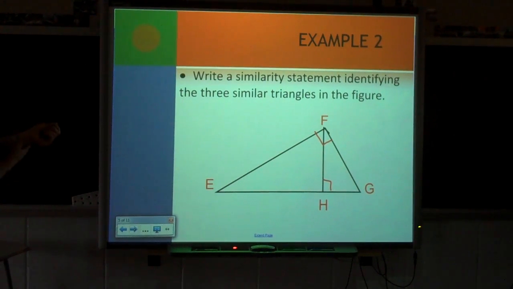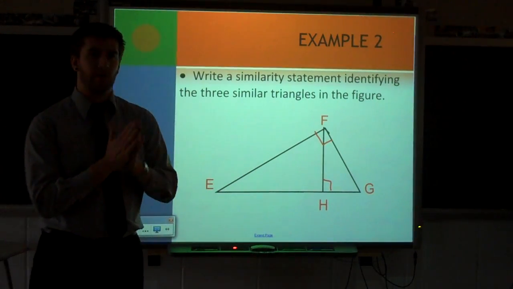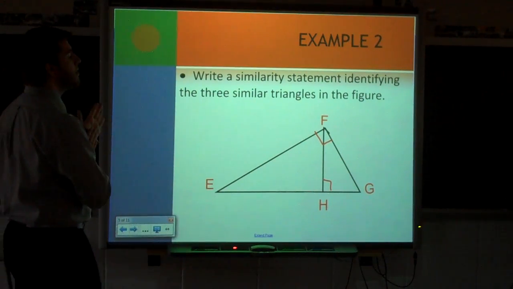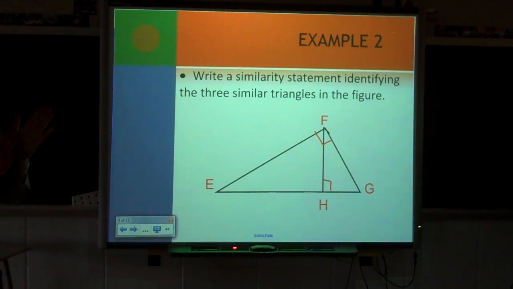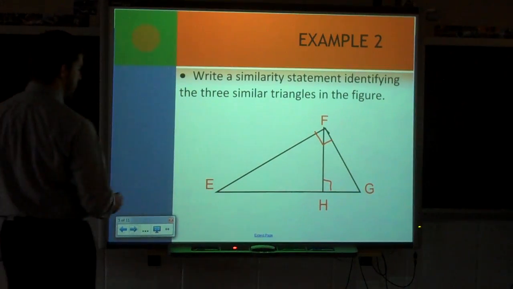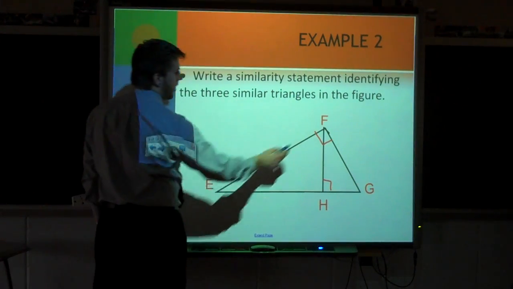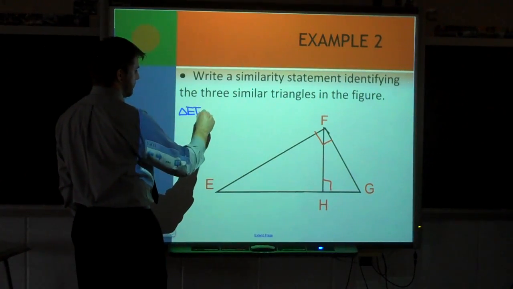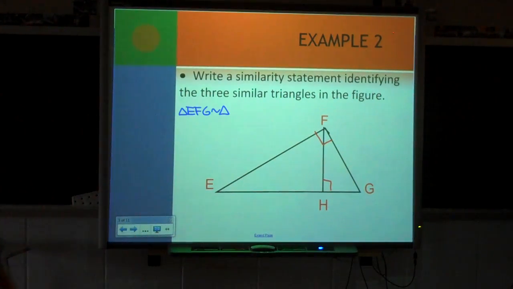With this one, we are going to write a similarity statement identifying the three similar triangles in the figure. We get the big triangle, EFG, and in that, I drew the altitude, which is segment FH. Usually the way I do this, it doesn't necessarily have to be what you do, but I think it's a little easier. Name the big triangle first, because we'll base kind of everything else off that. So I could call that triangle EFG, similar to triangle. Doesn't matter which one we name first.